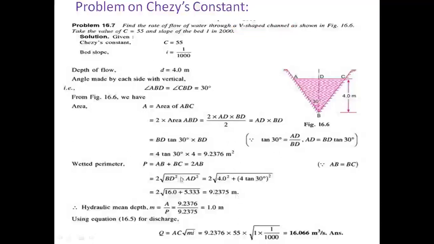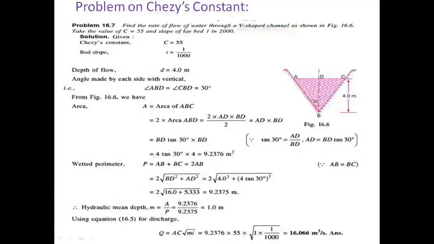The area of the V-shaped channel is 9.2376 meter square, and the wetted perimeter of the V-shaped channel is 9.2375 meters. Now the hydraulic mean depth, small m, equals A by P, equals 9.2376 by 9.2375, giving a value of 1.0 meters. Both the hydraulic mean depth and the perimeter values are nearly equal.